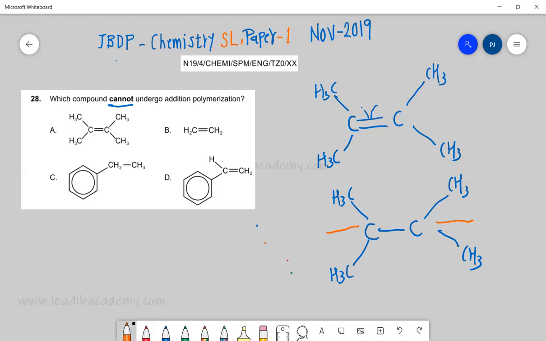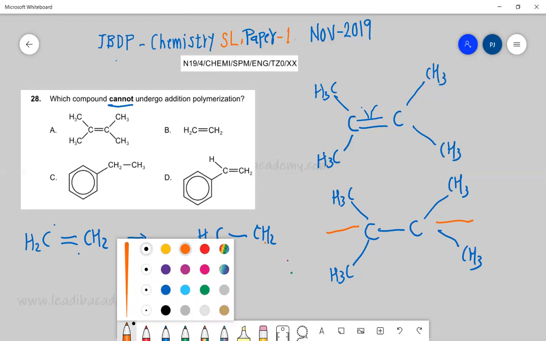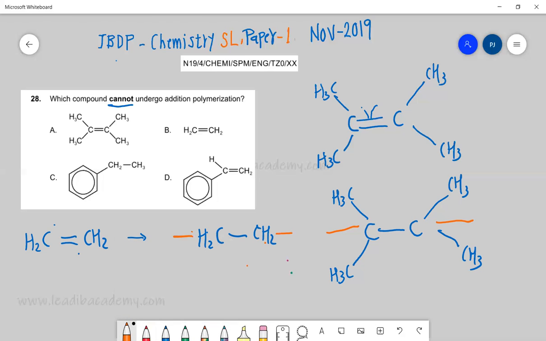Let's look into B. B looks to be straightforward: H2C double bond CH2, opening up, so we get H2C, CH2, and again the opening up of the continuation bonds. It's very, very simple. Even let's look into D.